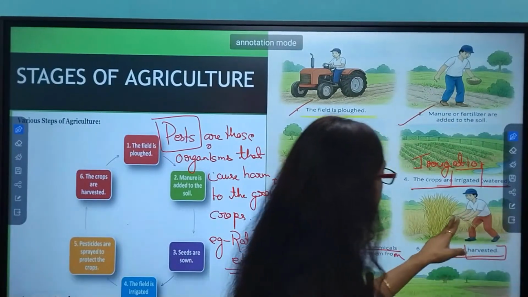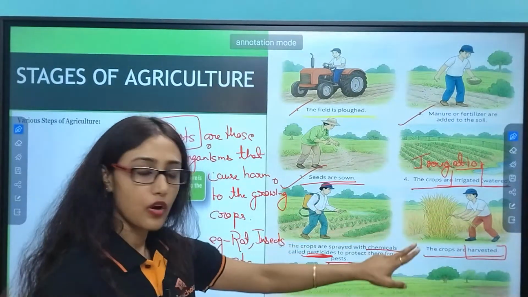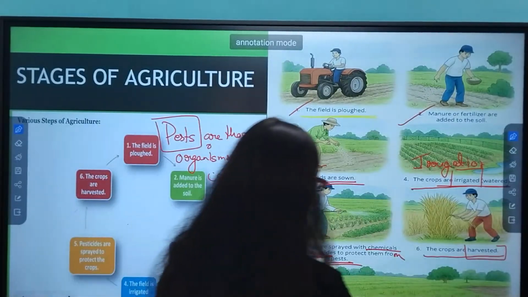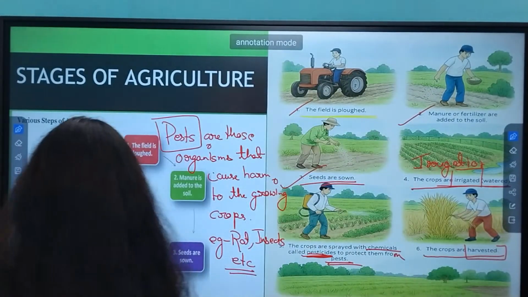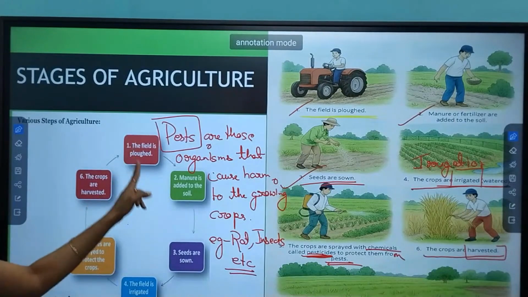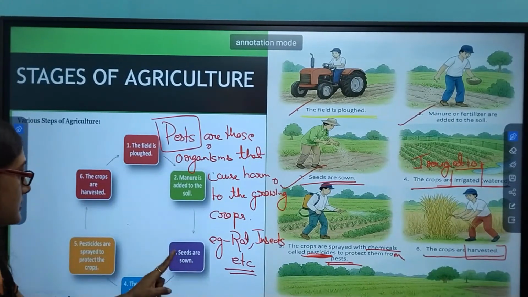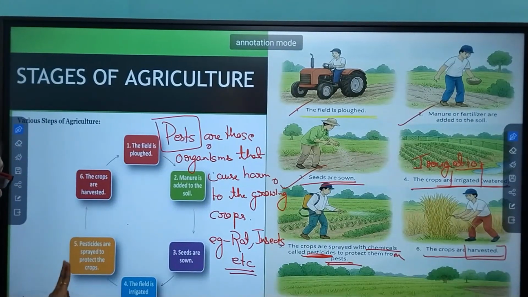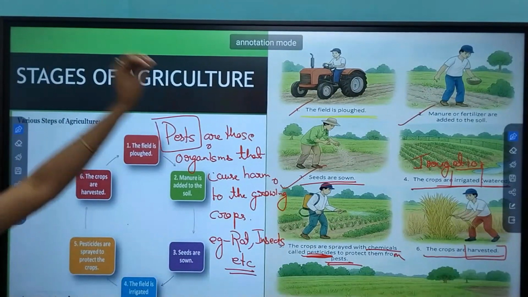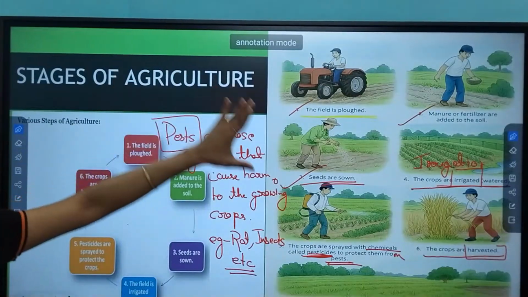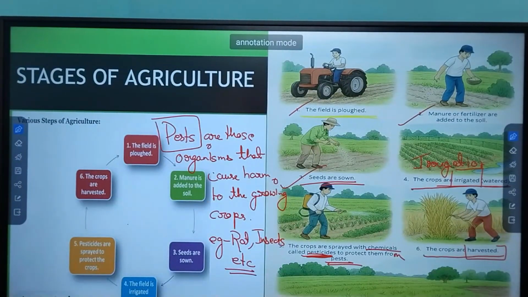Harvested means cutting down the grown crops. These are the stages of agriculture. The field is plowed, manure is added, seeds are sown, the field is irrigated with water, pesticides are sprayed, the crops are harvested. This is the whole process of agriculture. So please take the screenshot and write down the points I have given for your study. Done? Okay.